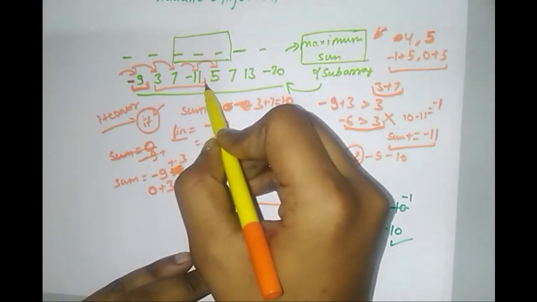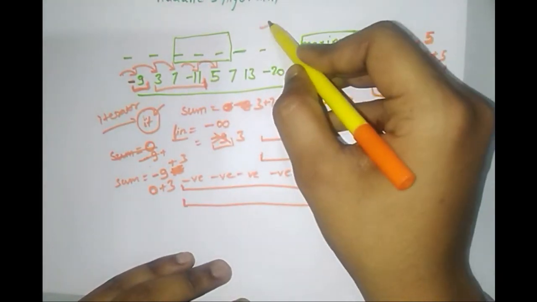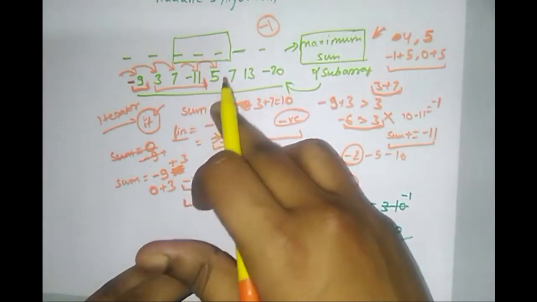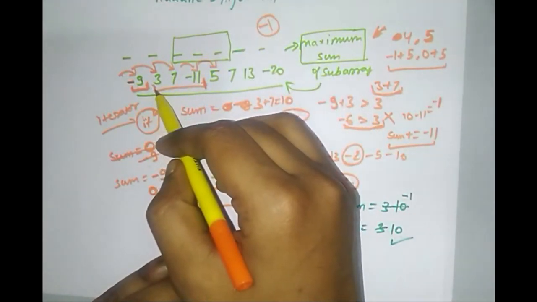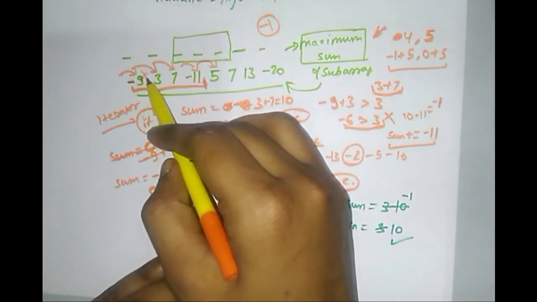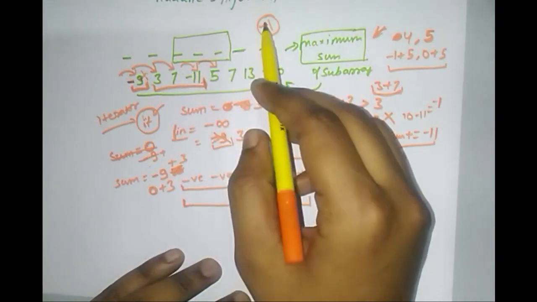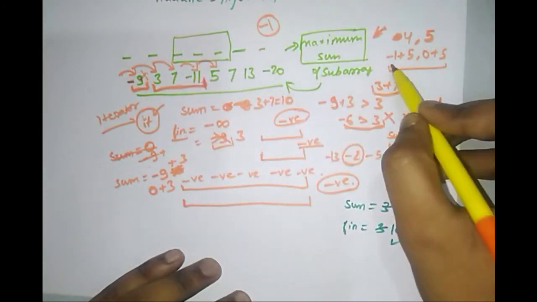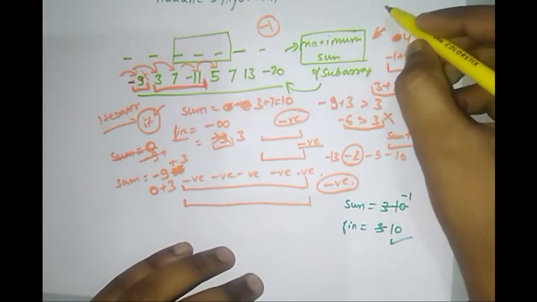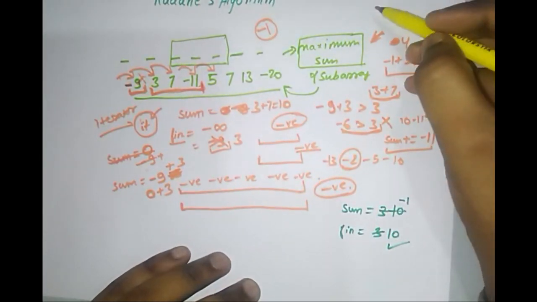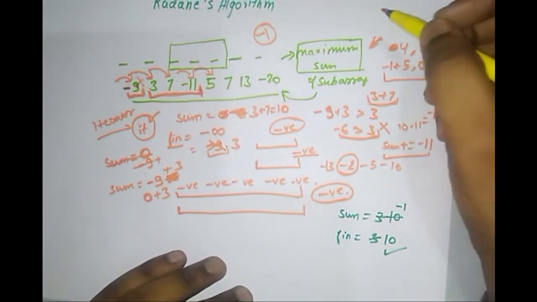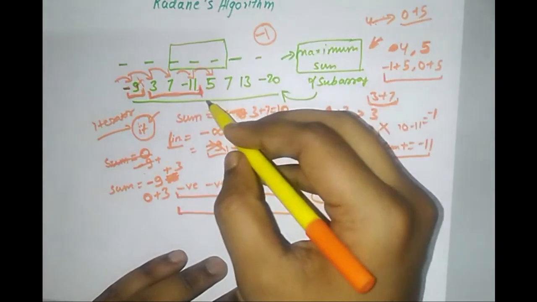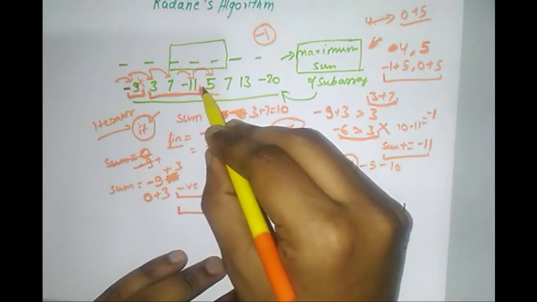subarray. Okay, when we were having minus 1 as the value of sum, then it was the sum of the elements of this subarray, because we have already neglected this one. Got it? So now I'm neglecting the subarray sum of this, and we are replacing the value of sum from 4 to 0 plus 5. So now our next subarray starts from here.